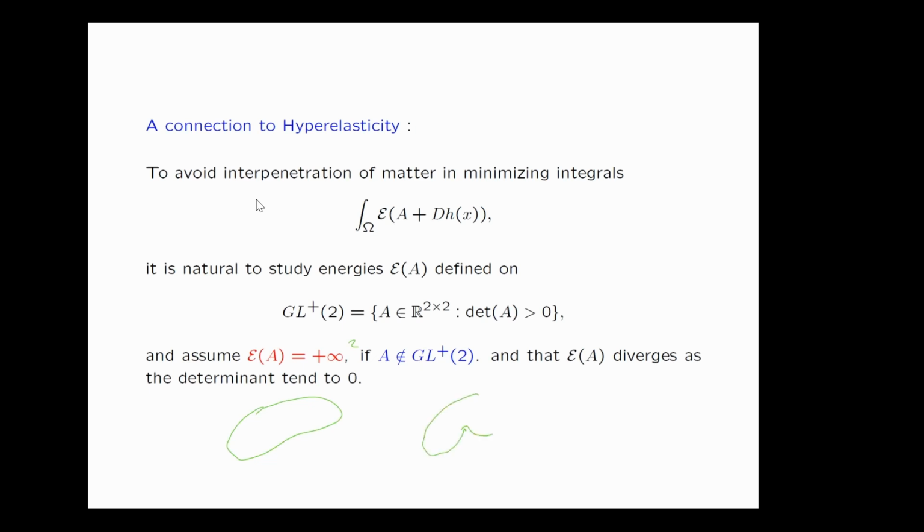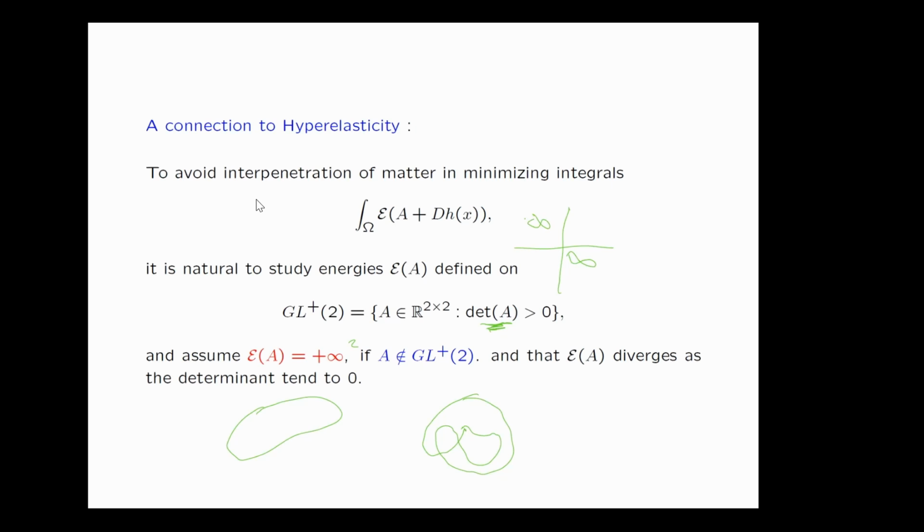So I'm studying deformations from the plane or from space to space, and what I don't want is that the matter penetrates. So I really want to consider the case where my deformations are one-to-one, and at least I want them to be one-to-one locally, so the determinant has to be positive. So typically in elasticity, this thing that I was doing here, if you remember, of putting infinity outside of a set, is typically done outside of the set of matrices with positive determinant.